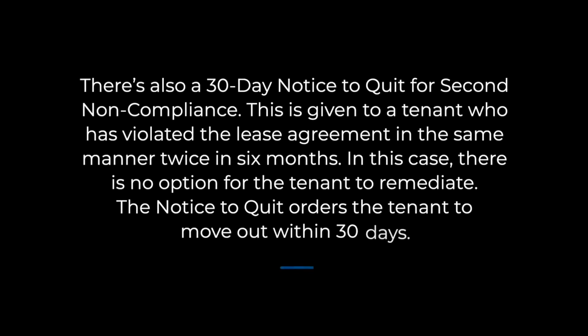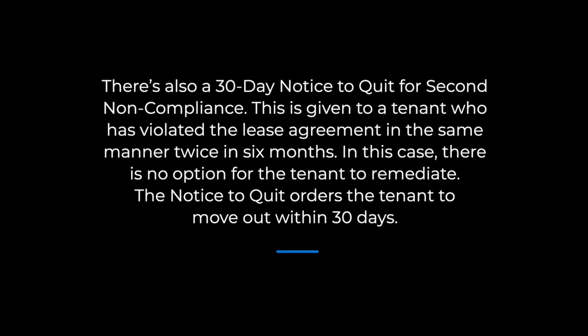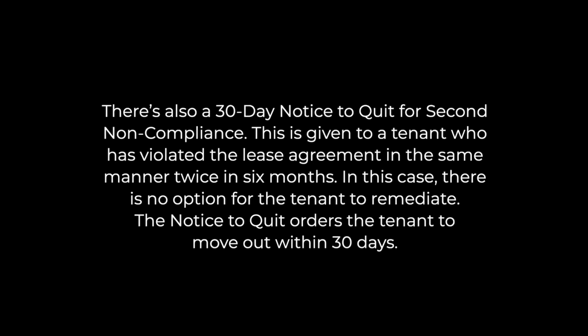There's also a 30-day notice to quit for second non-compliance. This is given to a tenant who has violated the lease agreement in the same manner twice in 6 months. In this case, there is no option for the tenant to remediate. The notice to quit orders the tenant to move out within 30 days. There's another form called a 30-day notice to quit. This one gets used in month-to-month tenancies. Landlords and tenants must use it to provide 30 days notice before terminating the lease.